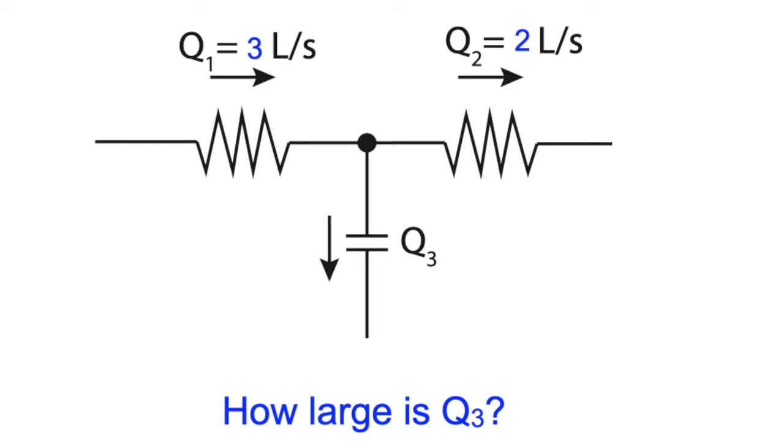So it's a positive number, which means the flow is going into the compliant vessel, making it bigger, which makes sense, because we know that the inflow is bigger than the outflow. Okay, so that's conservation of flow. And we'll see that again and again.